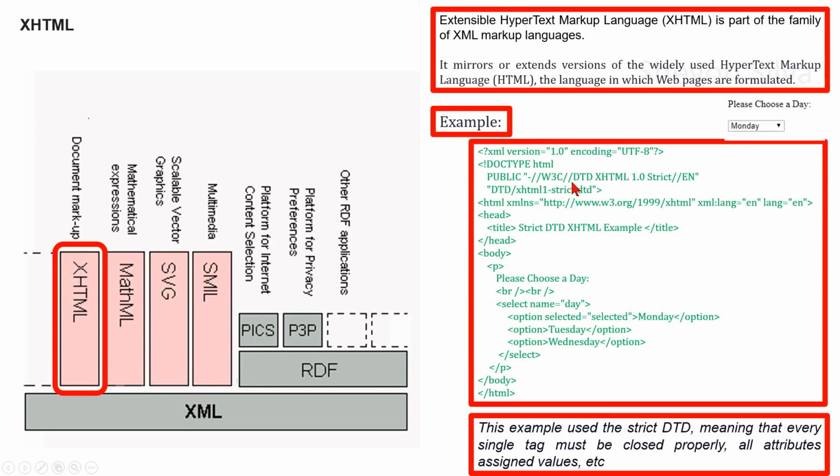As an example, you can see the XHTML code here. This example uses strict DTD, meaning that every single tag must be closed properly, all attributes assigned values, etc. You can see the output here, sample output.